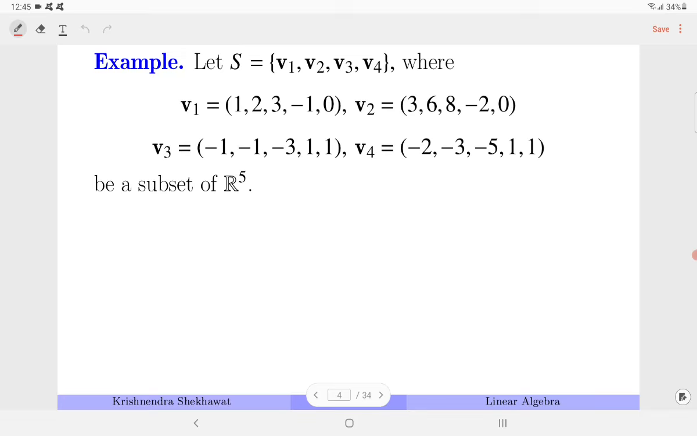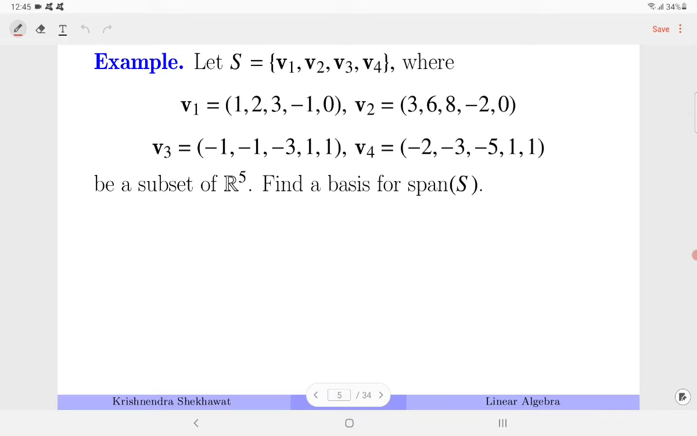So, consider a set S with 4 vectors v1, v2, v3, v4. You can see that it is a subset of R5. Find a basis for span S. So, to find the basis for span S, recall that we need to look for a linearly independent subset of S.